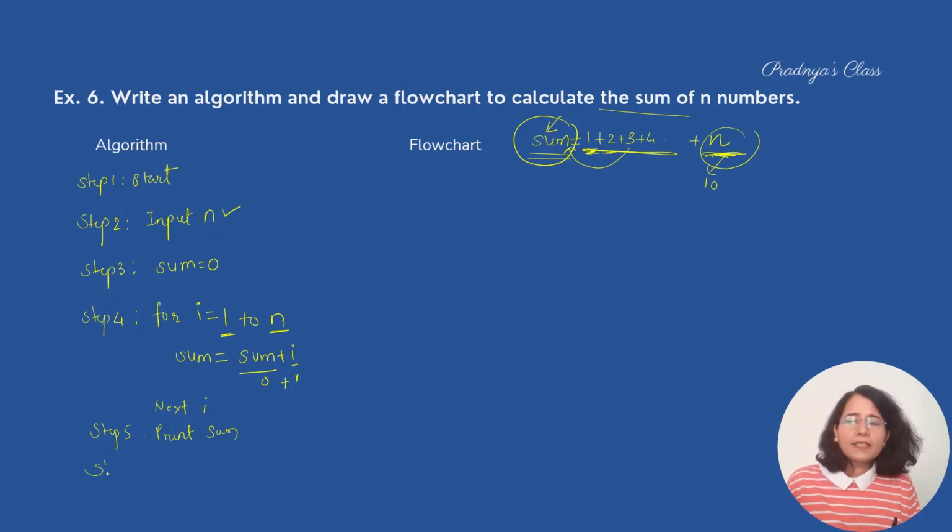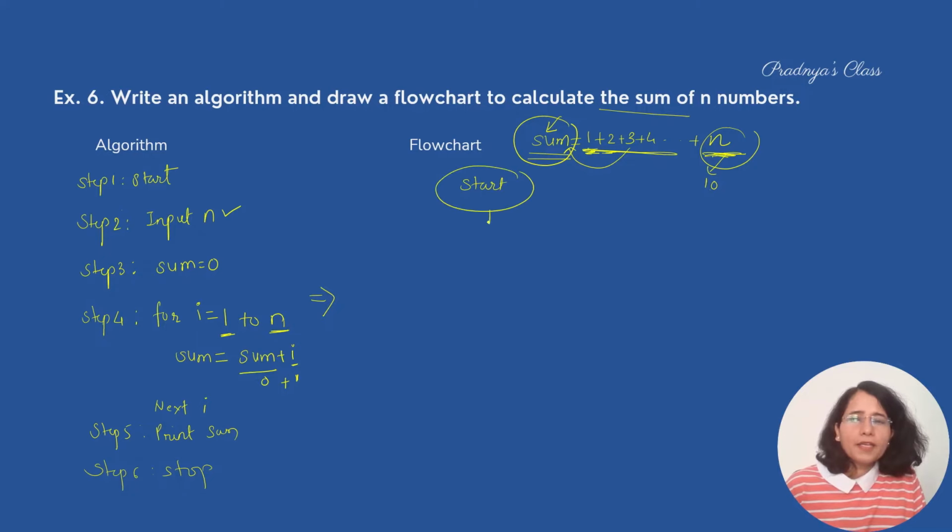And the last step will be stop. Now let's draw the flowchart for it. The first step is start, so oval for that. The next step is input statement, so we use parallelogram for taking input. And in the next step it is a processing step, sum equals to 0, so we are using rectangle.